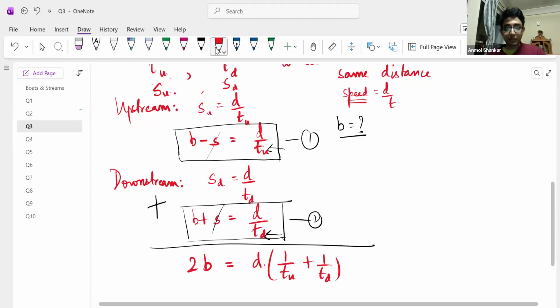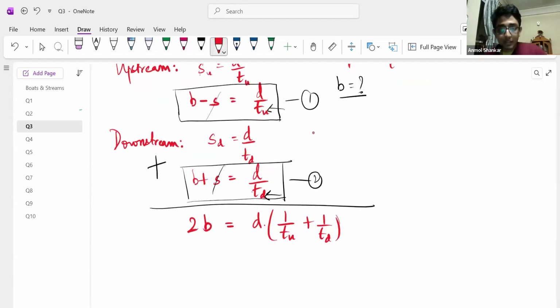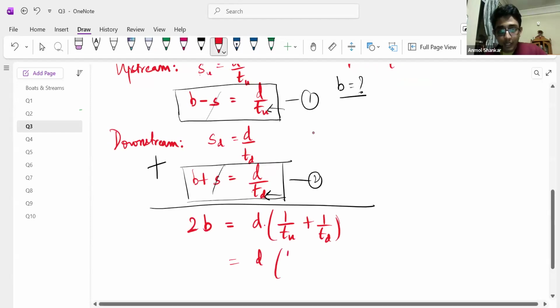Yeah, I think I've complicated things by keeping tu and td. We could have just used a and b. But okay, I think you should be able to understand. Right? So here we take the LCM, and we will get tu plus td divided by tu td.